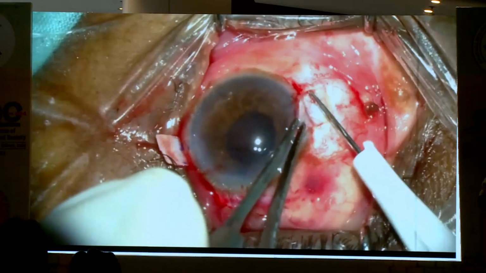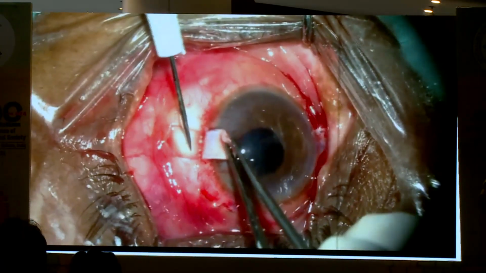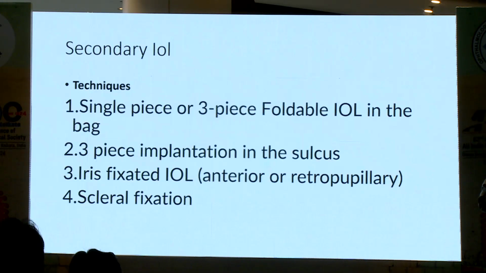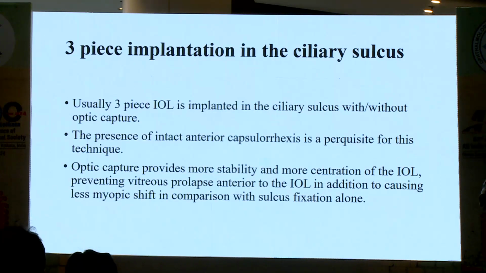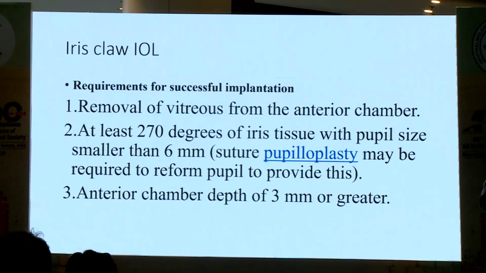Many a times they say that if you are doing a secondary IOL, either you can implant a single piece or three piece foldable IOL in the back. If you can see the capsular excess margin, you can place a three piece implantation in the sulcus also. If the capsular excess margin is not very clear to you, then you can do an iris fixated IOL, anterior or posterior both, and a scleral fixation as has been discussed. And in the ciliary sulcus, we must implant a three-piece IOL. So that should be done.